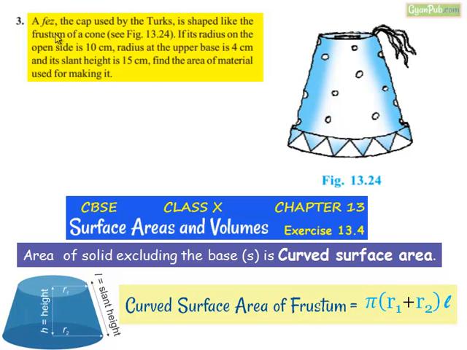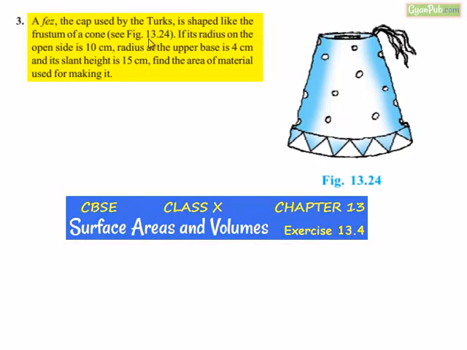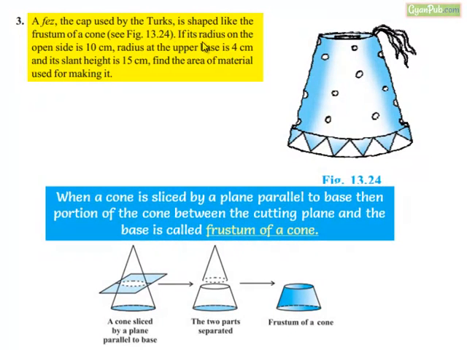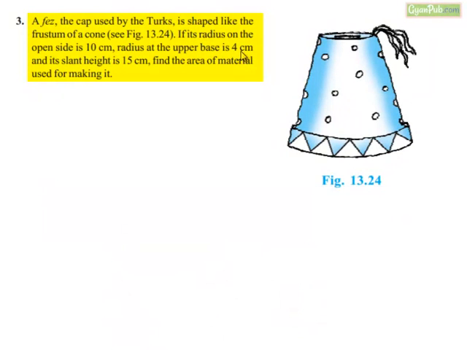Now coming to the third question. The cap used by the Turks is shaped like the frustum of a cone. See figure 13.24. If its radius on the open side is 10 centimeters, the radius at the upper base is 4 centimeters, and its slant height is 15 centimeters, find the area of material used for making it. Now coming to the solution.